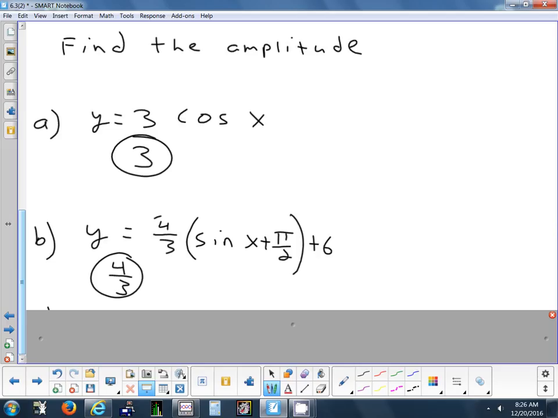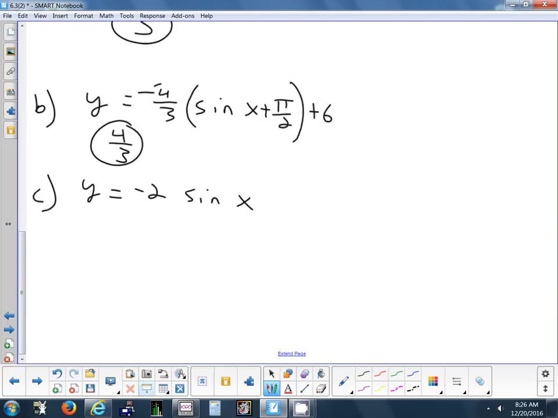What if I went like this? The amplitude is still 4/3. That negative just changed the graph, though. It did something to it, but it didn't change the amplitude. How about negative 2 sine x? 2. So any questions on finding the amplitude?